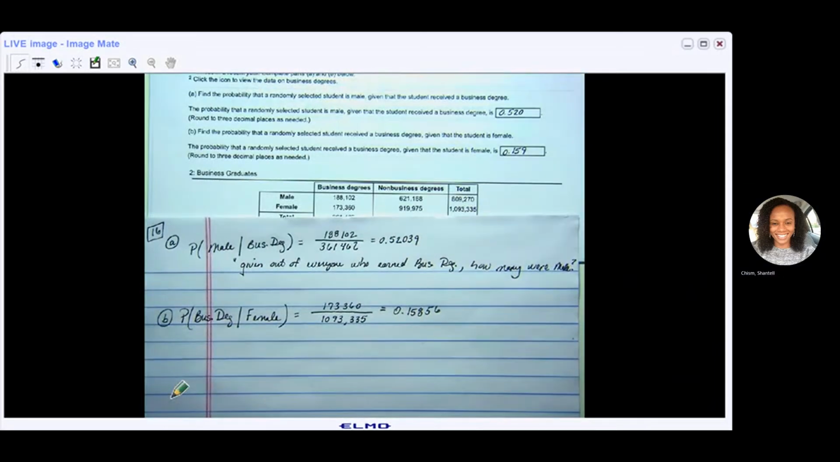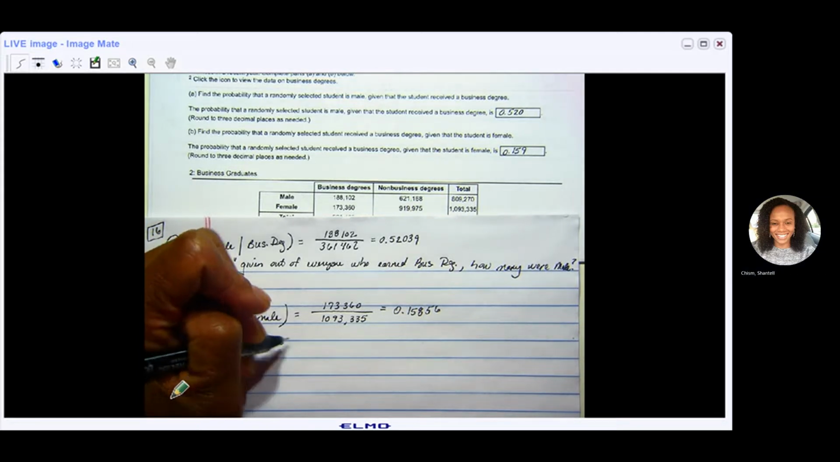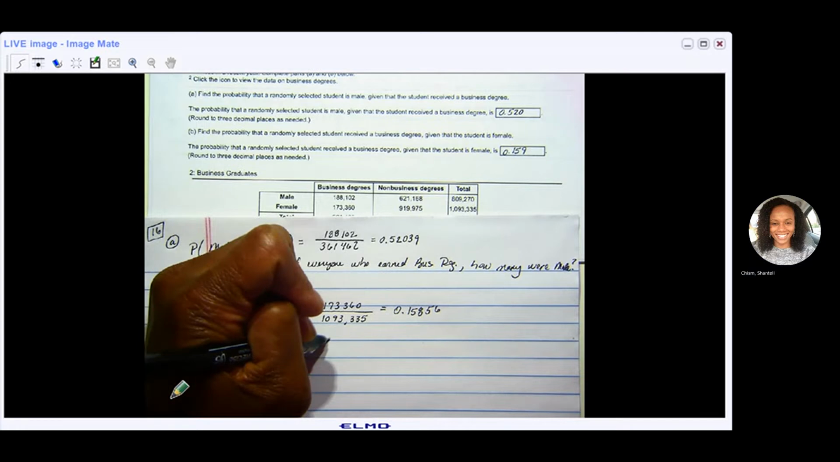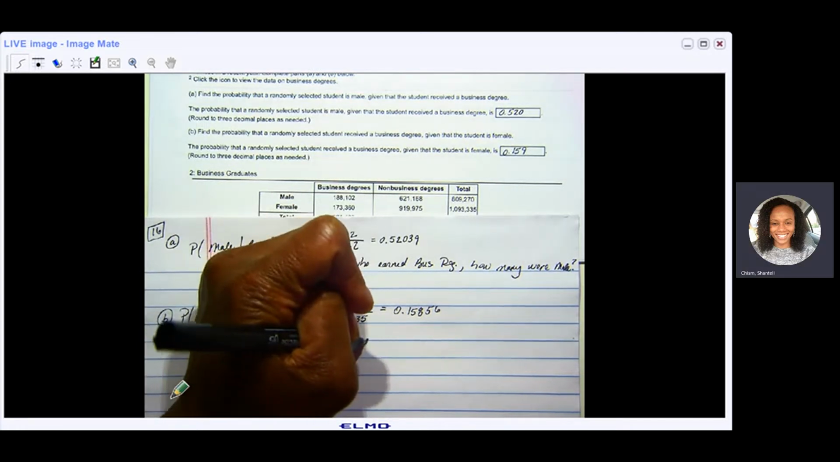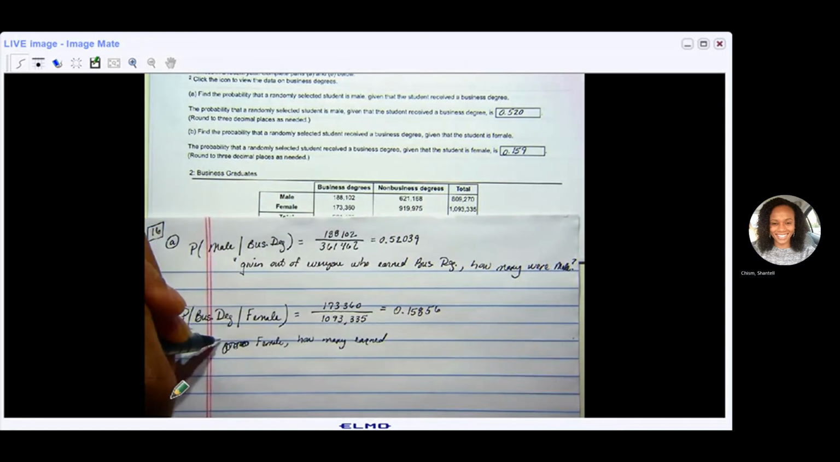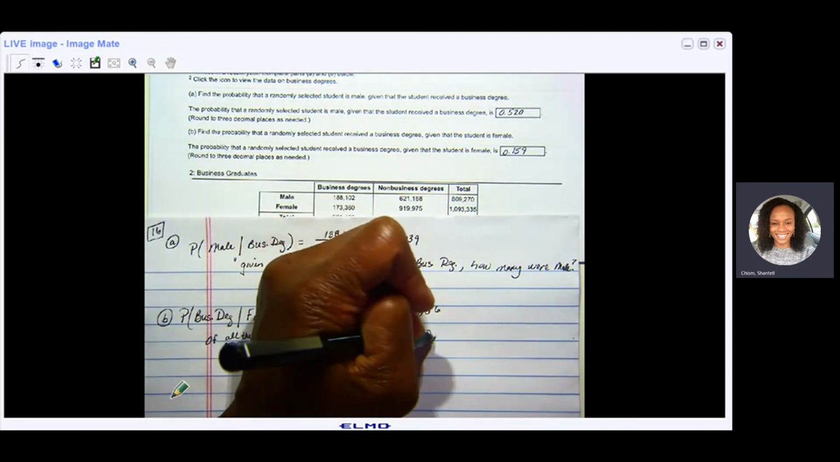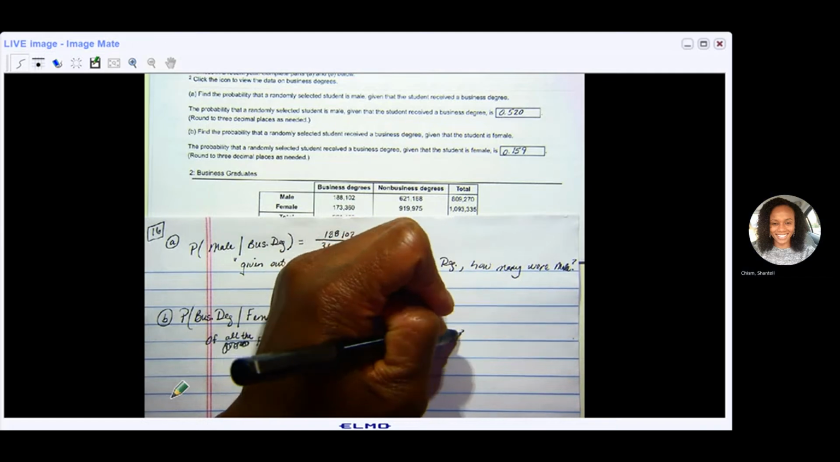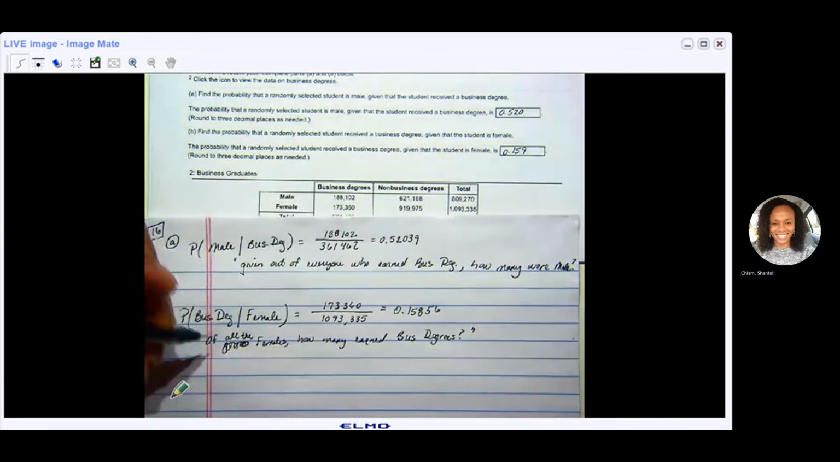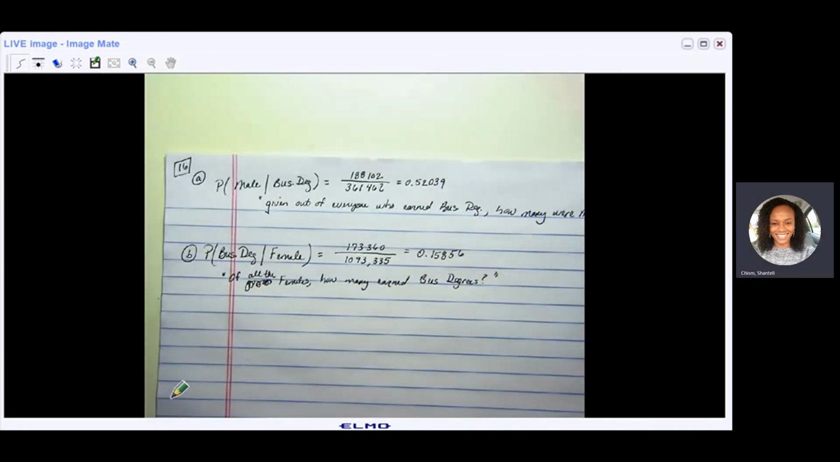Okay. And so here you would say, given female, of all the females, how many earned business degrees? That is the question. Okay. All right.